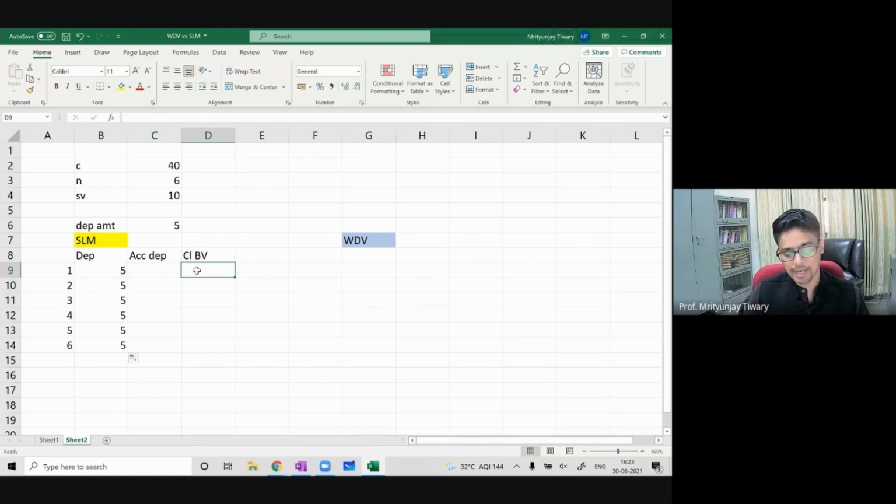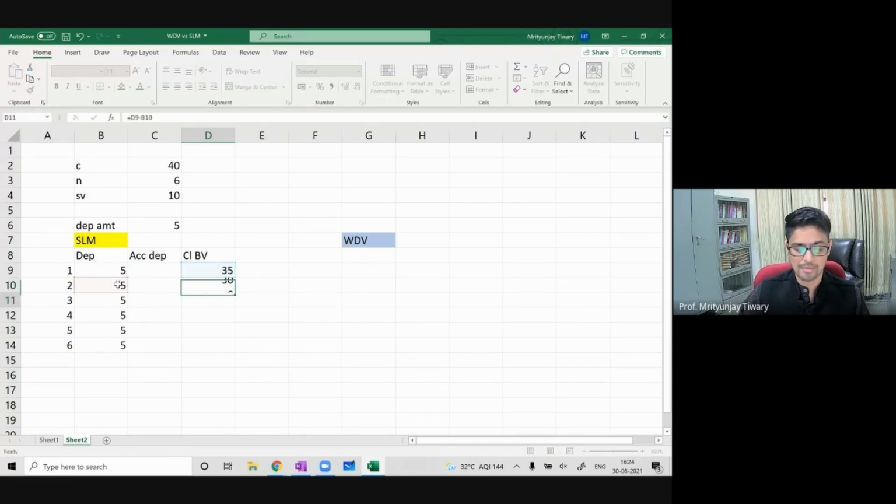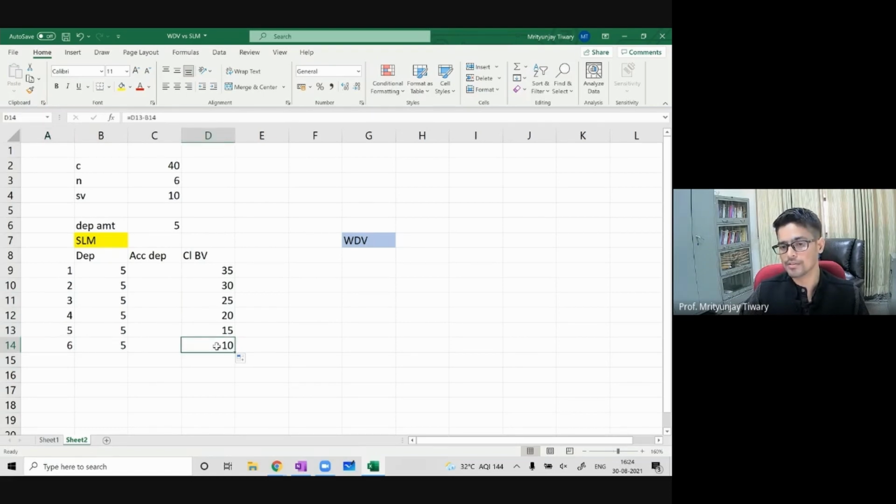What is going to be my closing book value? In the first year, I bought a machinery or whatever asset for 40 lakh rupees, and I have subtracted depreciation of 5 lakh. So I will say in my financial statement, in my balance sheet, that I am left with only 35 lakh worth of asset. That is what closing book value means here. And in the second year, I started with 35, but 5 is used up in this year. So I am left with 30, and so on and so forth. Now you notice that at the end of the 6-year period, you are left with the salvage value in the form of book value.